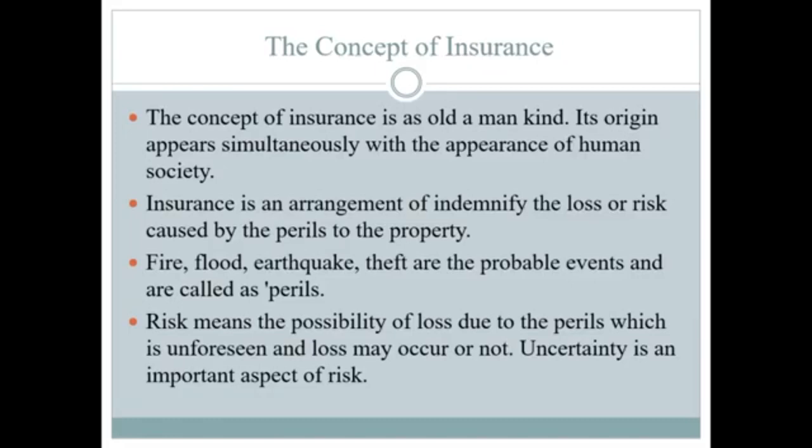So what is insurance? Insurance provides a mechanism which is helpful to reduce the adverse effects of unexpected happening, as the life of a man and property both are exposed to risk. When risk realizes, it may cause losses.